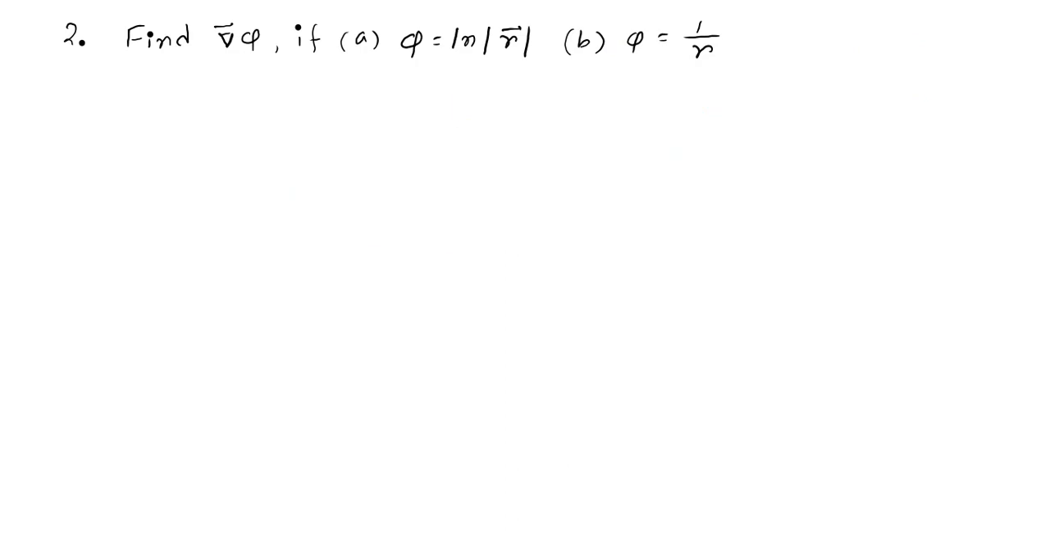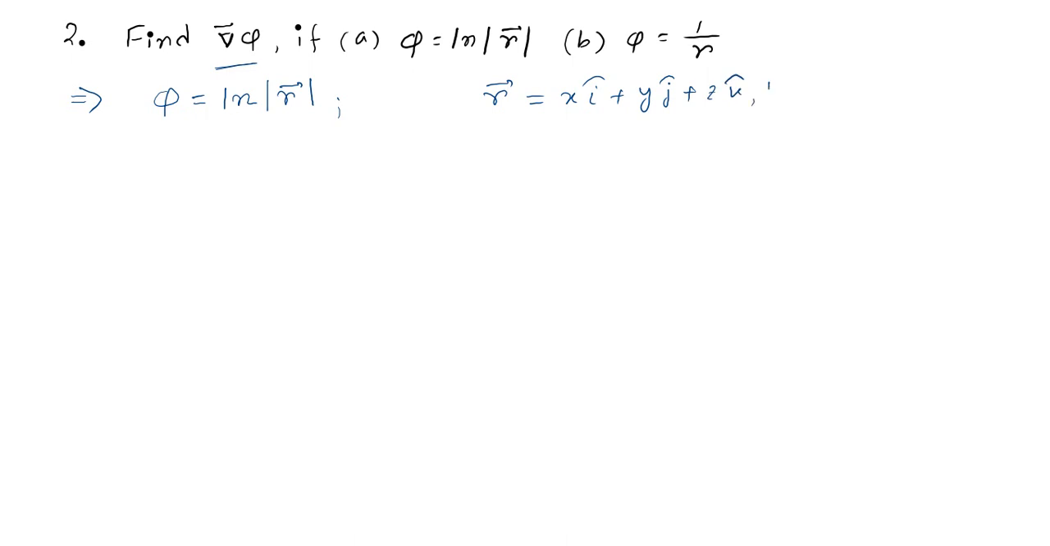This is another simple problem, right? Here again we want to find the gradient of phi, but phi here is given as log of the magnitude of r vector. What does it mean? As we all know, r vector is the position vector, so it is x i cap plus y j cap plus z k cap, whether or not it is stated; r vector means the position vector.